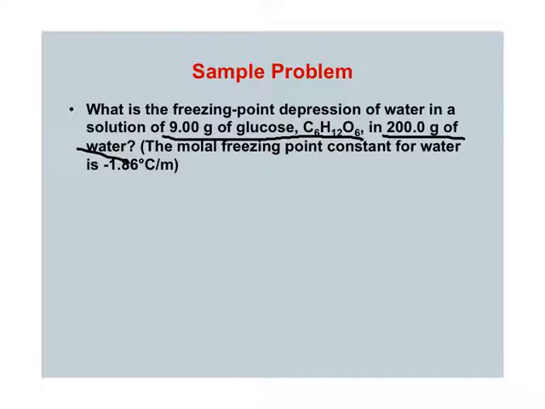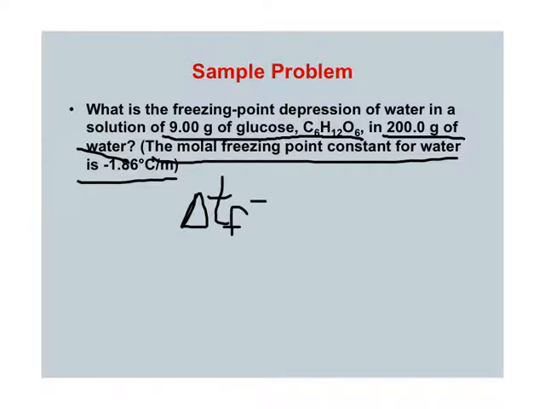Then, 0 degrees Celsius or 32 degrees Fahrenheit for it to freeze. And then I give you the freezing point constant, okay? So we're going to use the formula that's in your notes, delta T sub freezing, change in temperature, freezing point, and then it's freezing point constant times molality.